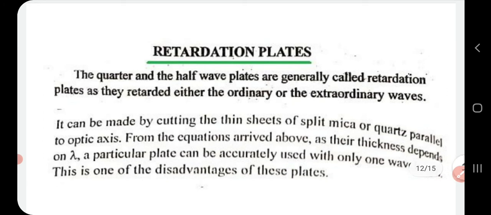Another definition, retardation plates. Quarter wave and half wave plates are generally called retardation plates because they retard either the ordinary ray or the extraordinary ray. They are also made by cutting thin sheets of mica or quartz parallel to the optic axis, and their thickness mainly depends on the wavelength lambda. A particular plate can be used only with one particular wavelength. That is the only disadvantage of these plates.